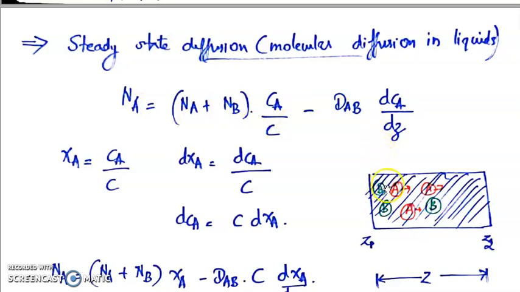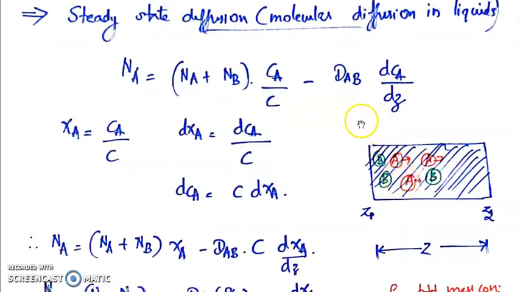Let us consider a vessel consisting of a binary mixture of A and B, which is in liquid phase. So here the molecules are trying to diffuse from a location 1 to a location 2. So they are trying to traverse a distance of say Z. So we will try to obtain an expression for flux in this case. So NA is equal to (NA plus NB) into CA by C minus DAB dCA by dZ.